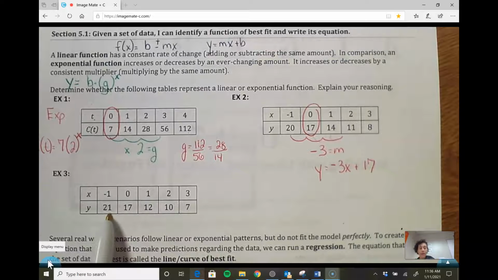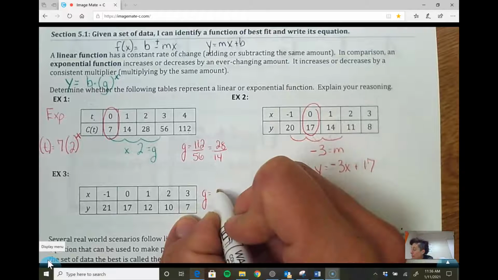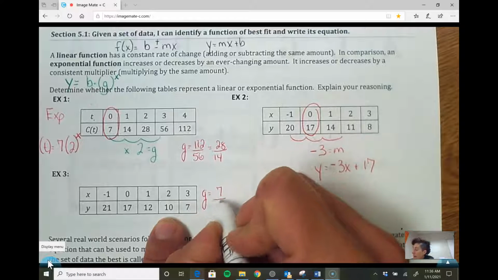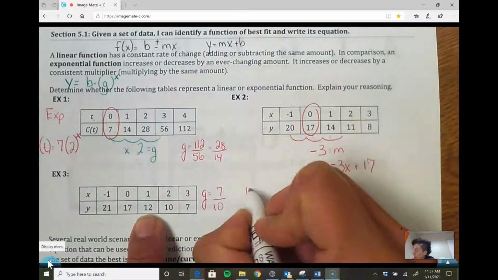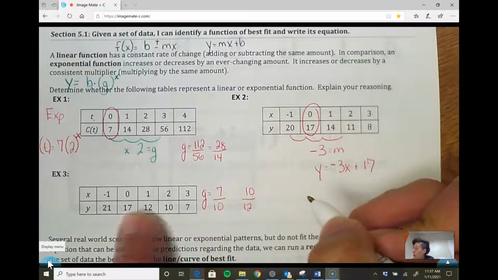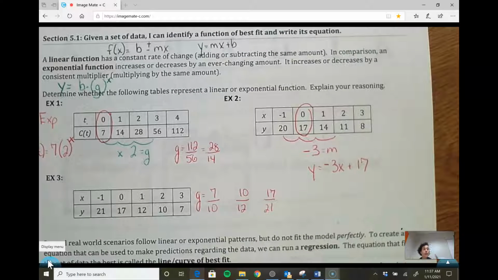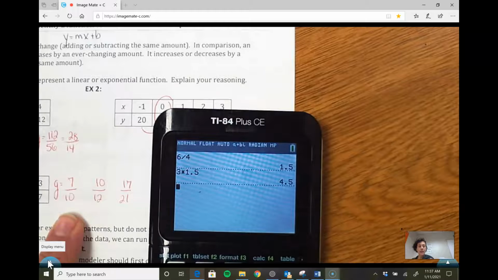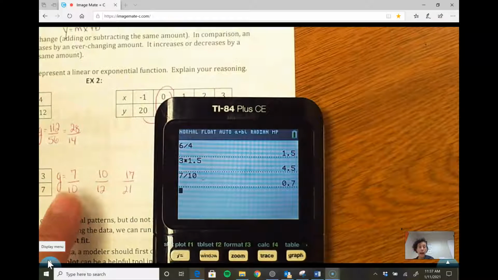So what do they divide, or what do they multiply this to get to this? I have no idea. So what I would do is see if I can figure out what g is, and I would take some amount and divide it by the amount in front. Or maybe I would try to take 10 and divide it by 12, or 17 and divide it by 21. So I definitely want to check this out a couple of times, because when I divide these, here's my calculator, the first time I get 0.7. So according to that, that's g.